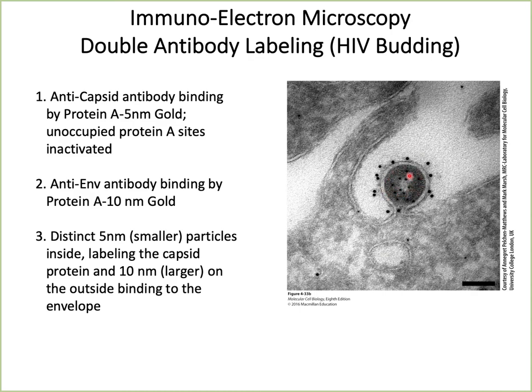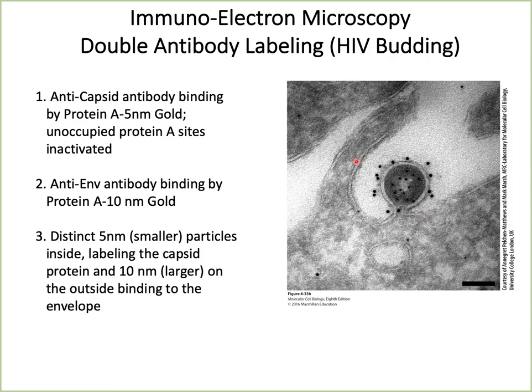Now what we do is wash this sample and inactivate the protein A sites so that there is no non-specific binding. Now we add the second primary antibody, which is against the envelope, the anti-envelope antibody. So this primary antibody will bind to that. Now we again add the protein A gold, but here there's a little difference. Instead of 5 nanometer gold, here the gold particle size is 10 nanometer, just a little bit larger.